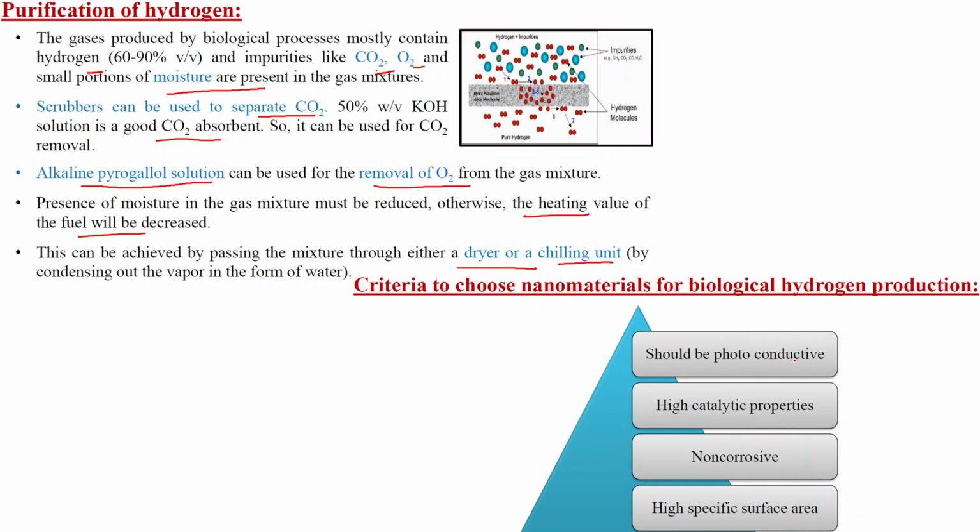Now coming on to the criteria to choose a nanomaterial for biological hydrogen production. The nanomaterial should be photoconductive. Then high catalytic activity should be there. It should be non-corrosive, and a high specific surface area should be there.